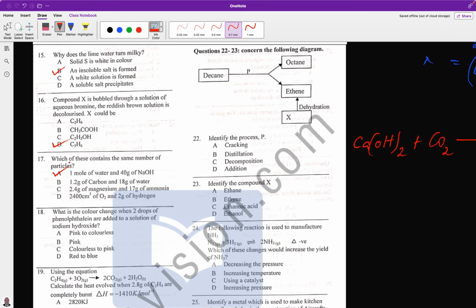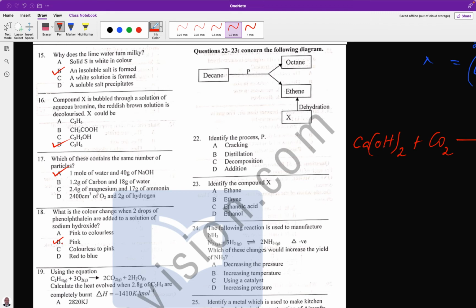Now they are asking us, what is the color change when 2 drops of phenolphthalein are added to a solution of sodium hydroxide? When you pipette 25 cm cube of sodium hydroxide into a conical flask, it is colorless, and the phenolphthalein indicator is also colorless. So when phenolphthalein indicator is dropped into the conical flask containing sodium hydroxide, the color changes to pink. So 18 is pink. That is B.